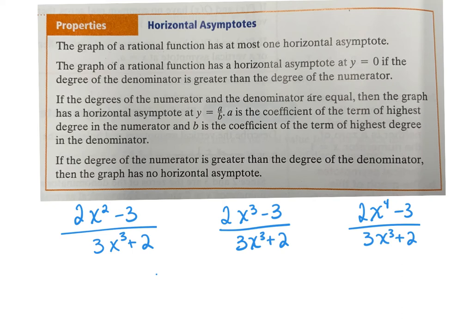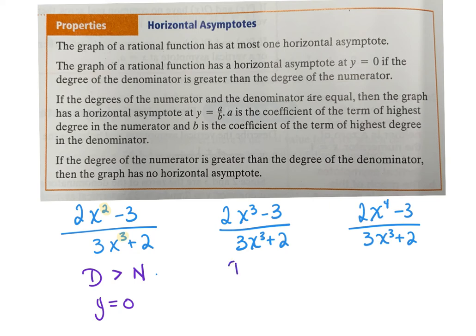Now keep in mind, sometimes they'll throw you for a loop and they won't put it in standard form. That's okay. Degree is the highest exponent. So my degree of my numerator is 2. My degree of my denominator is 3. If the degree of the denominator is bigger than the numerator, that's the situation here, you're going to have that horizontal asymptote at y equals 0. Remember, it's a line. Y equals 0, which is actually your x-axis, right?